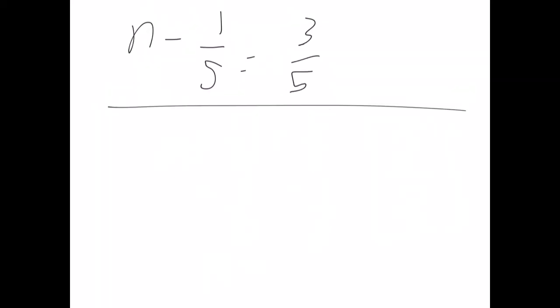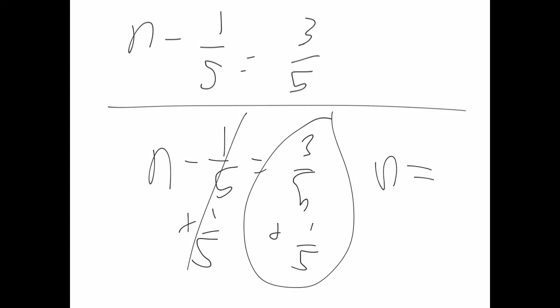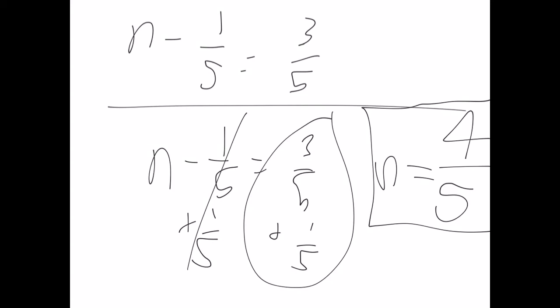So for this problem, you first need to write it down. Alright, now that I wrote it down, since n is subtracting 1/5, then you'd have to add 1/5 because it's the opposite. Now you would cross both 1/5 out because it's the same thing, so n equals 3/5 plus 1/5, so you would do 3 plus 1 equals 4, and the denominator stays the same, so the final answer would be 4/5.